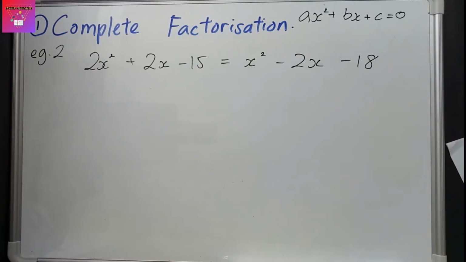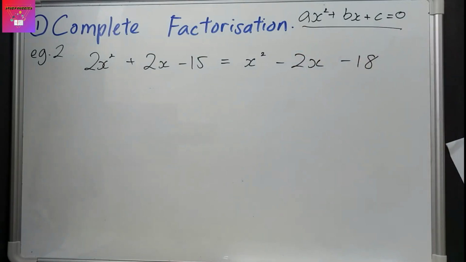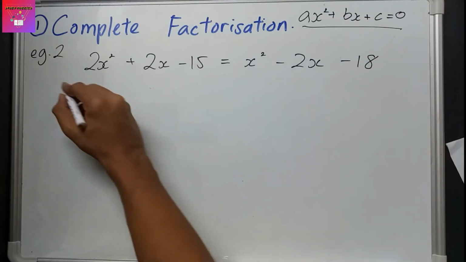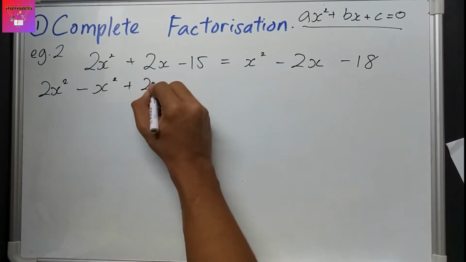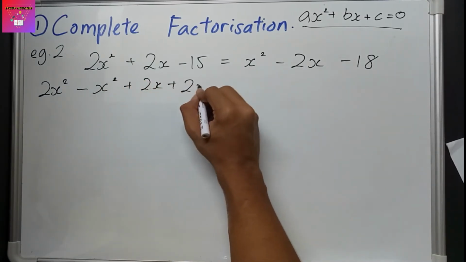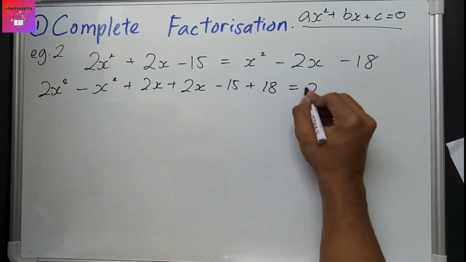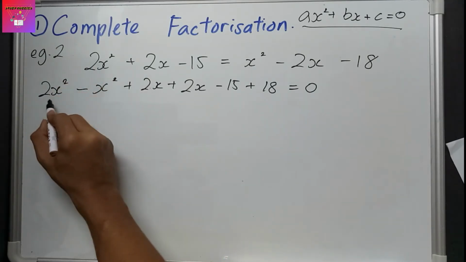Let's say we have 2x squared plus 2x minus 15 equals x squared minus 2x minus 18. How do we solve this with the complete factorization method? First we have to make this whole thing into the general form. So I'm going to bring everything on the right hand side to the left hand side. So now it's 2x squared minus x squared plus 2x plus 2x minus 15 plus 18 equals 0.